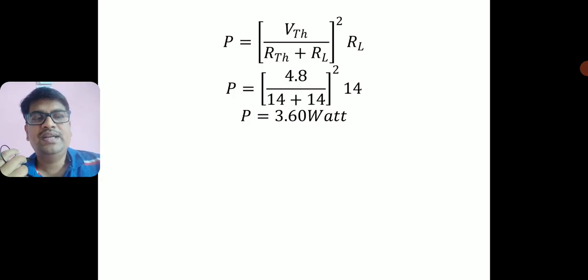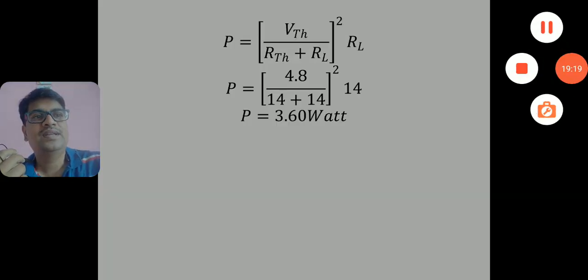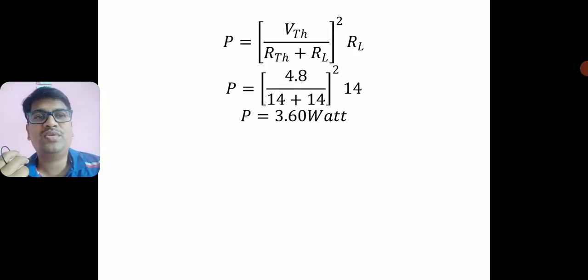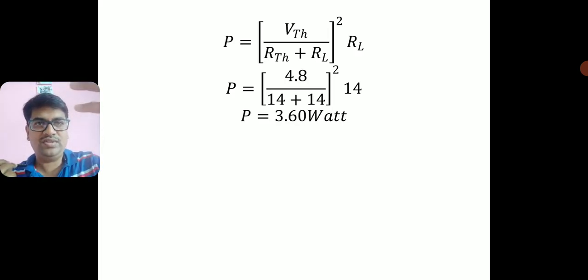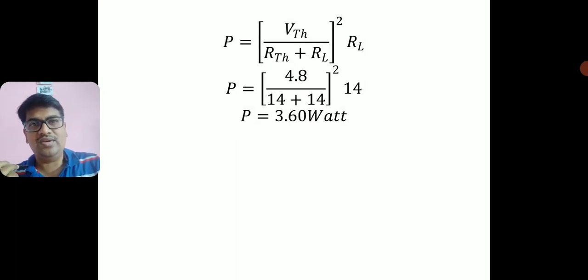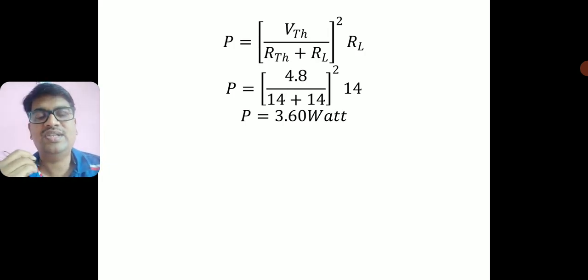4.8 divided by RTH is 14 and RL is also 14. Two are equal. Square into 14 ohms. Alright, so if you calculate this, the maximum power comes out to be 3.60 watt. So I have calculated the value of load resistance to be connected to get the maximum power, which is 14 ohms. And also I calculated exactly what power is delivered, the value of the maximum power, with the help of the maximum power transfer theorem.